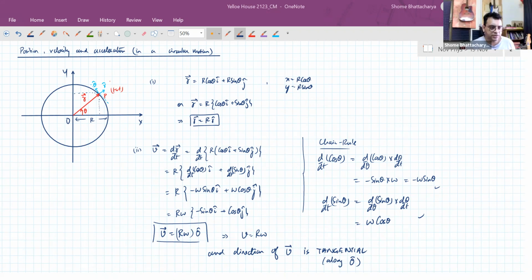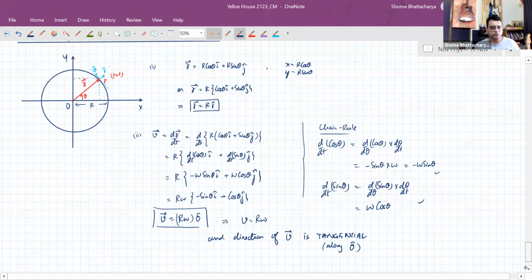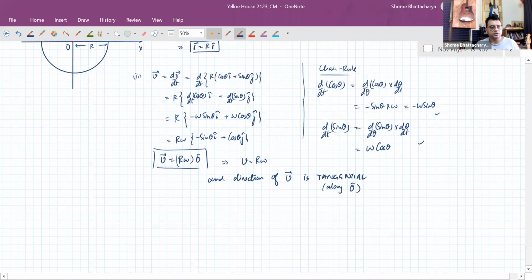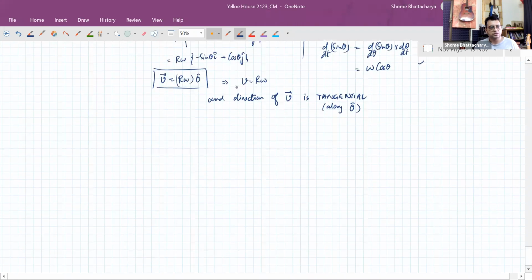Okay, so that's about the velocity. And now, as we've seen in the interpretation, it also gives us a relationship between the speed, that is the magnitude of the velocity, and the angular speed, omega. Okay, so that relationship, v is equal to r omega. So this also becomes an important relation.